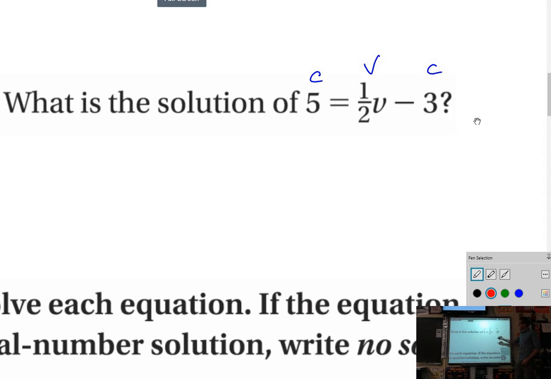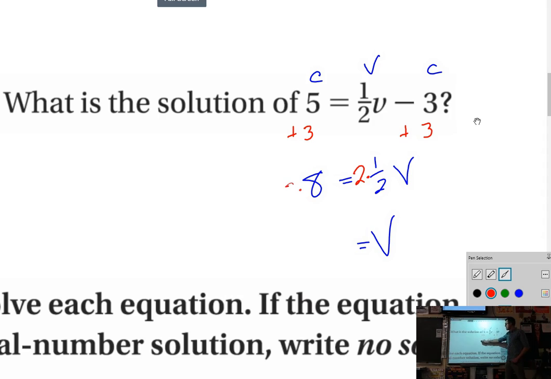So what I'm going to do to start is add 3 to both sides. That compensates or undoes the subtraction of 3. Half of V is equal then to 8. Well, half of what equals 8? You might be able to rationalize out that that's going to be 16. Otherwise, I can double this, because double of a half is going to leave me with just V.